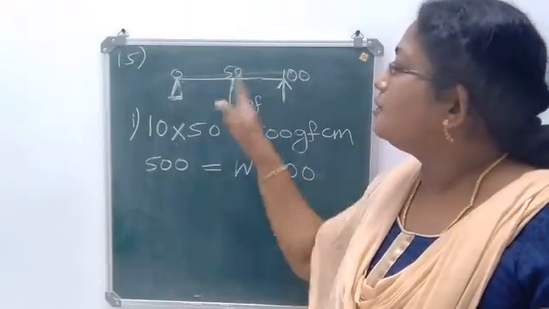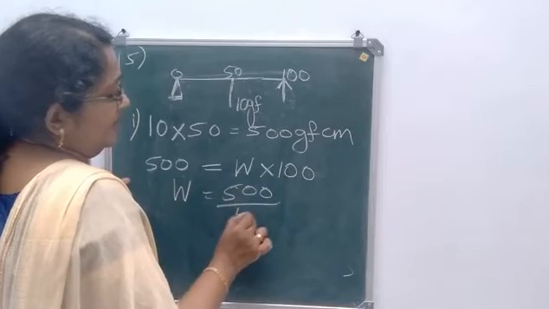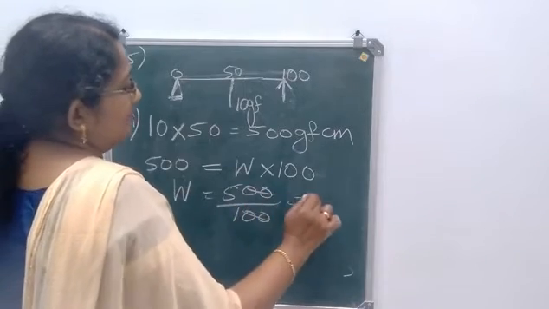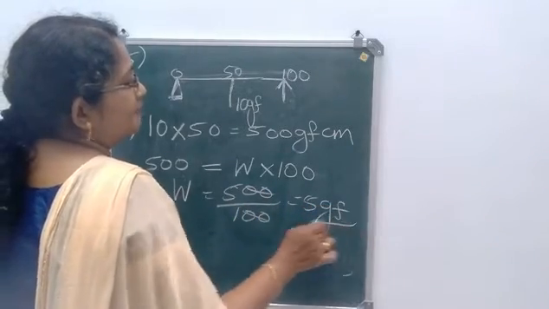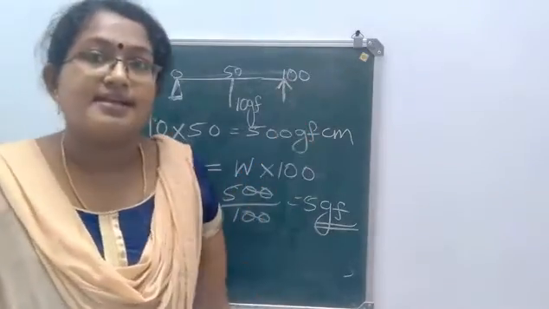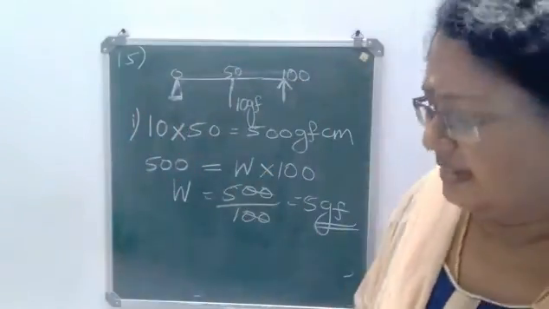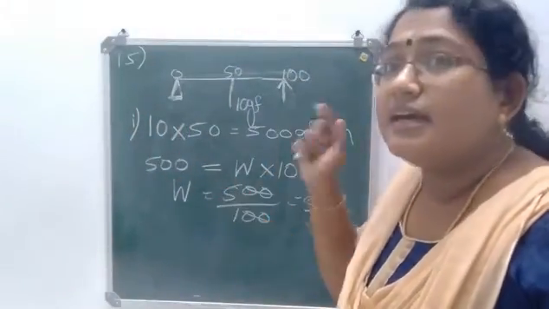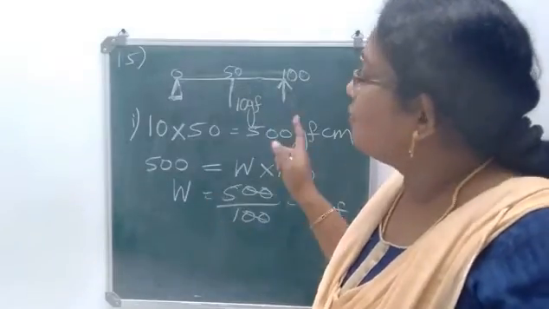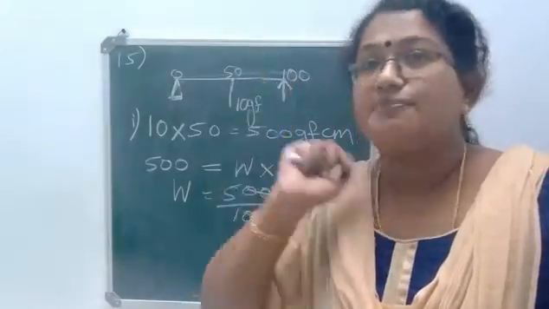The distance between 0 and 100 is 100. So how much is the weight? Weight is equal to 500 divided by 100, which is equal to 5 gram force. So if you apply a force of 5 gram force at 100 centimeter, it gets raised. So what should you write here? Apply a force of 5 gram force at the 100 centimeter mark in the upward direction.